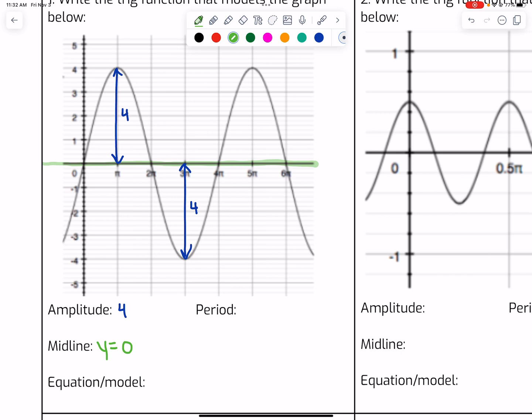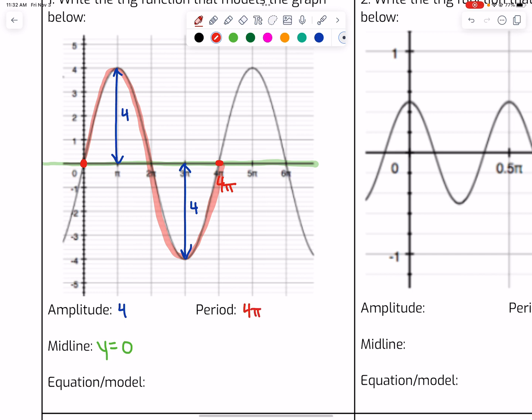The period is how long it takes for one cycle to occur. So I usually like to start at 0 because it's easy for me to see where it starts at 0 and goes up and down and comes back up to 0. So I can see that the period for this graph is 4 pi.